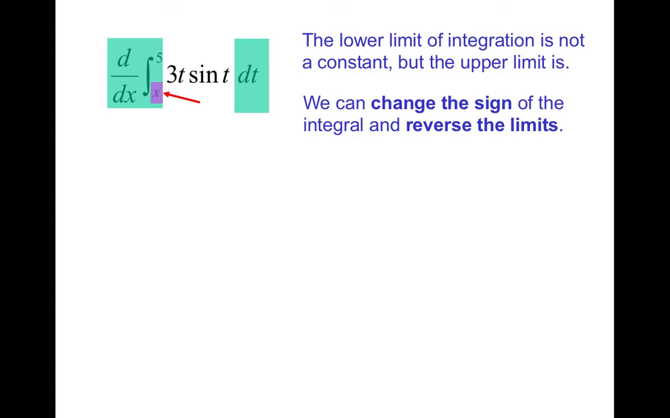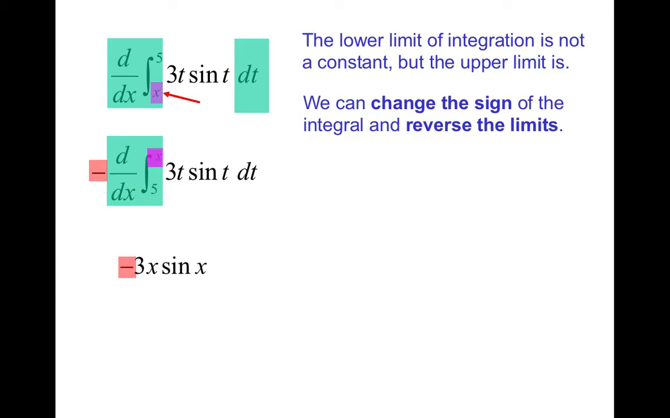Change the sign of the integral and reverse the limits. So negatize the front, flip the limits of integration the way you want them, copy the integrand, replace all of the t's you see with x. Oh, I forgot to put a green square around that dt, didn't I? Got it? Easy peasy, with a twist.